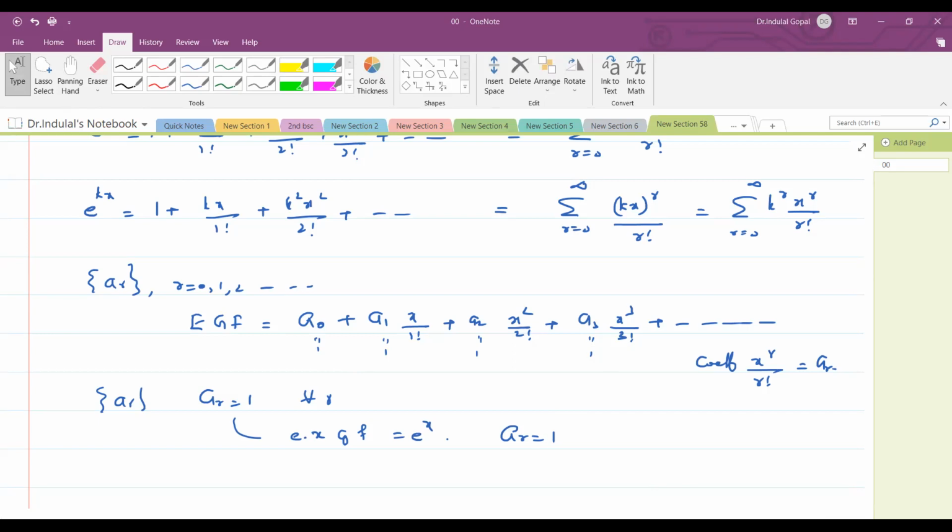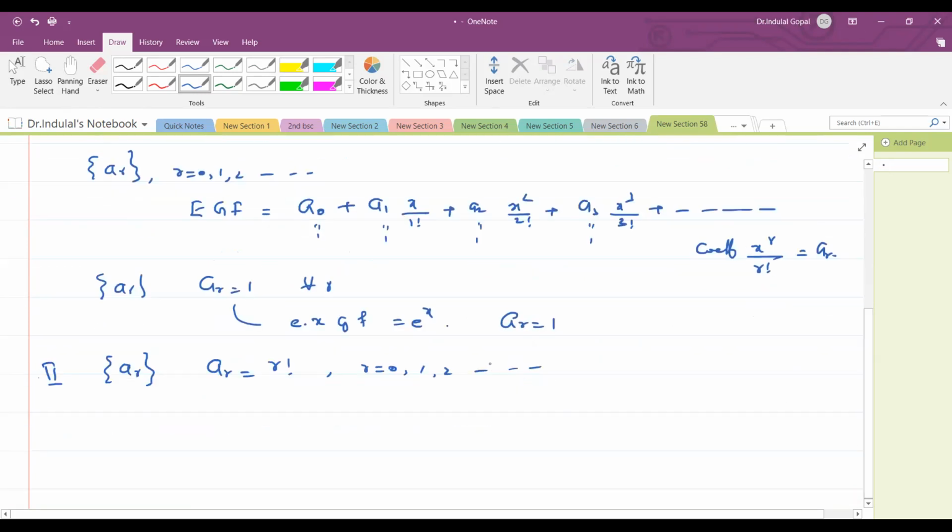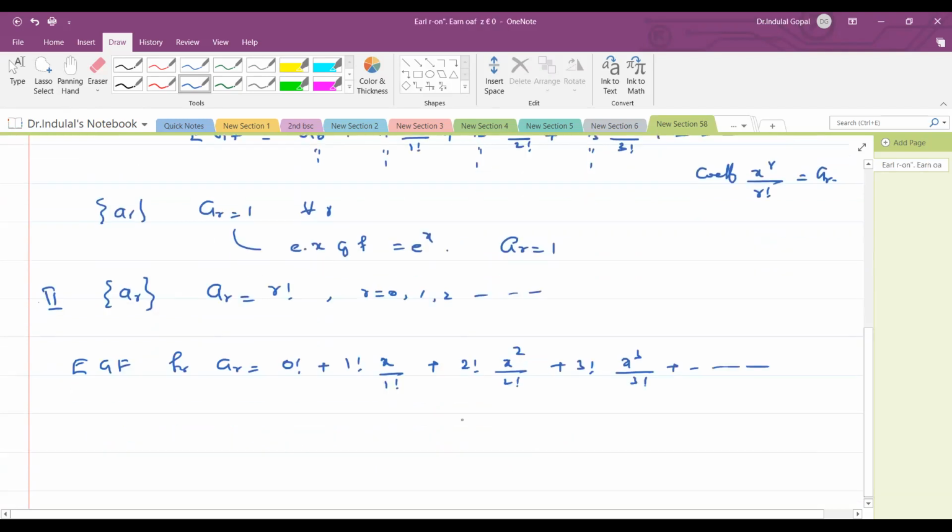Another example. Example 2. Consider the sequence a r where a r is equal to r factorial, r equal to 0, 1, 2, 3, etc. The exponential generating function for a r is equal to a0, that is 0 factorial, plus a1, 1 factorial x by 1 factorial plus 2 factorial x square by 2 factorial plus 3 factorial x cubed by 3 factorial plus etc. And that is equal to 1 plus x plus x square plus etc. That is 1 by 1 minus x.